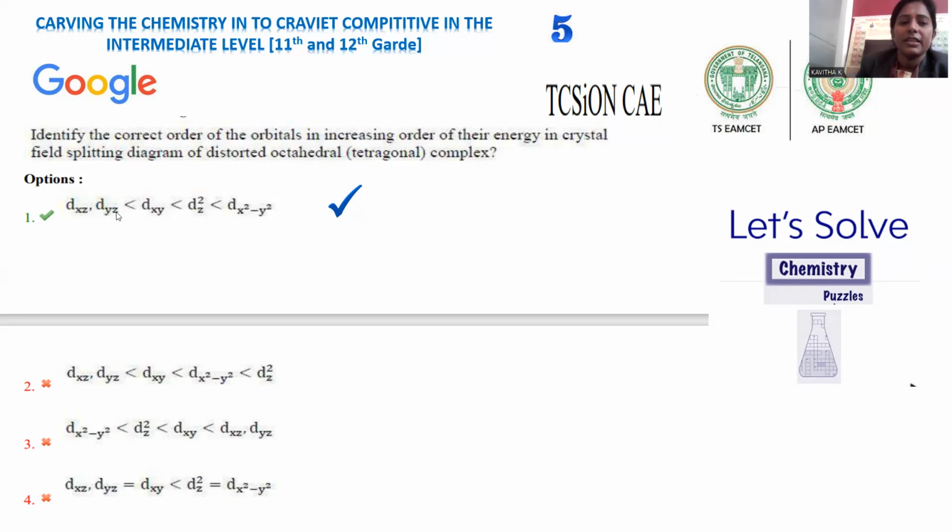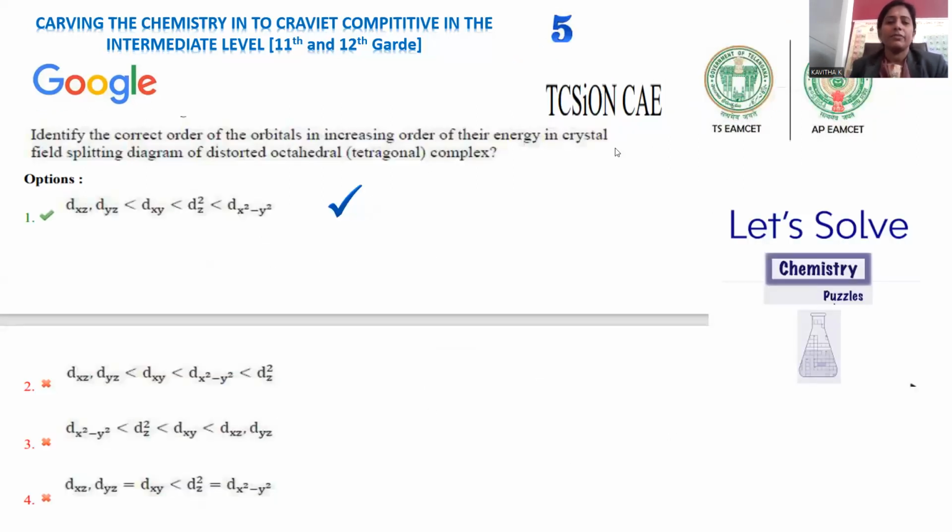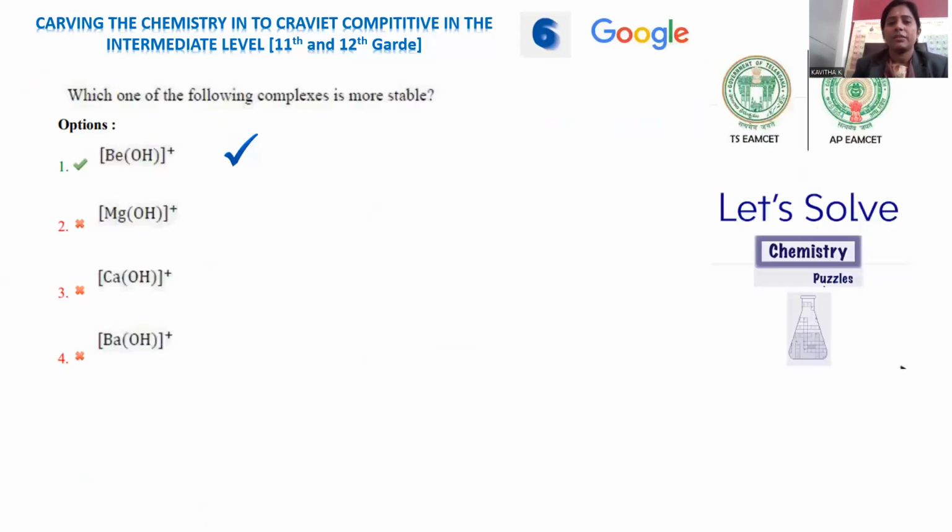dxz, dyz, they are saying, that means both are degenerate, equal energy. And next dxy will be there, that is clearly represented over here. This part we have to take into consideration. dx square minus y square is higher energy, dz square is the next level, then yz, zx, xy. This is the way we can answer. For question number 5, option number 1 will be the correct answer. Move on to question number 6.